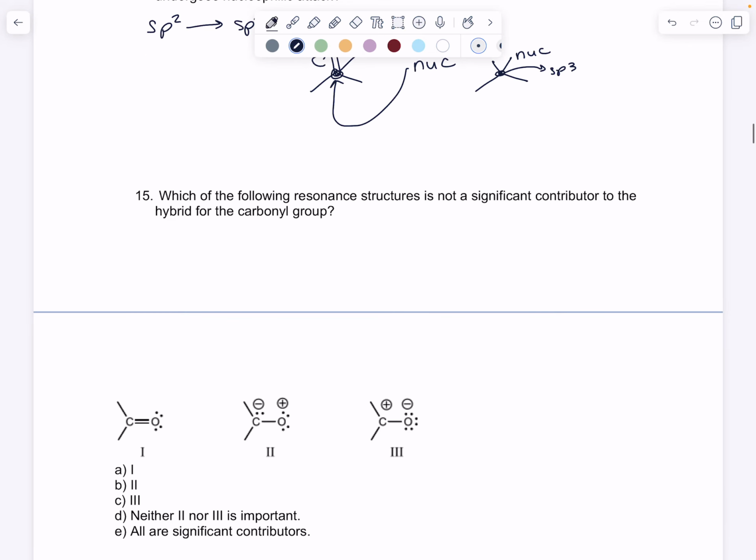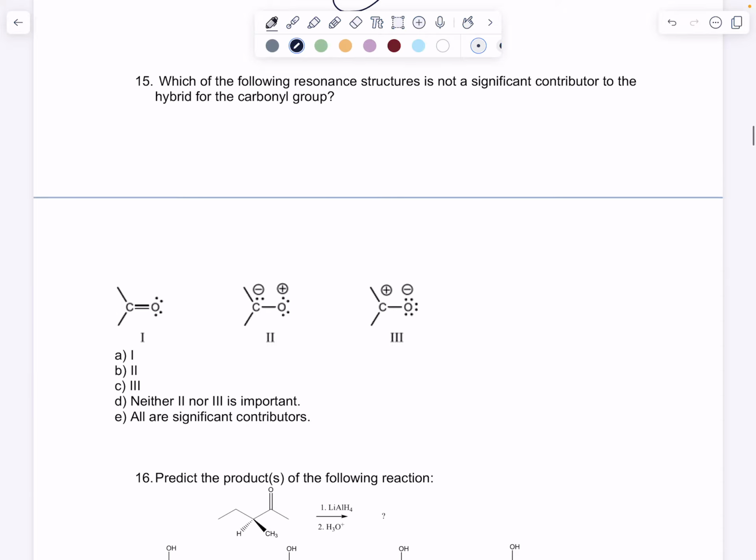Which of the following resonance structures is not a significant contributor to the carbonyl group? Okay, so let's see. This first one is fully neutral, and it looks like a valid Lewis structure. So 1 is definitely a major contributor, so we can get rid of that because it's asking what is not a significant contributor. This next one has a negative charge on the carbon, so this bond breaks. This oxygen does not have a full octet.